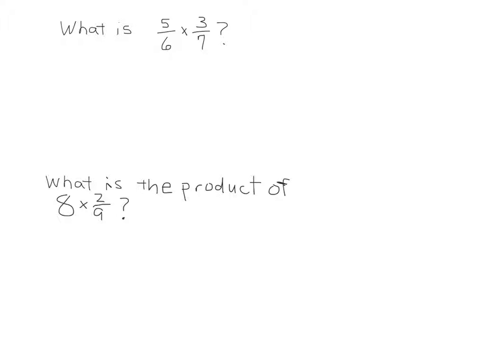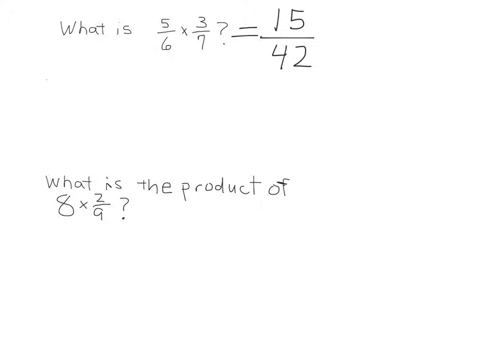So now we're going to multiply with fractions. So what is 5/6 times 3/7? So you multiply numerator by numerator. So 5 times 3 equals 15. And denominator by denominator, 6 times 7 is 42. Now we're going to simplify our answers. Let's see.